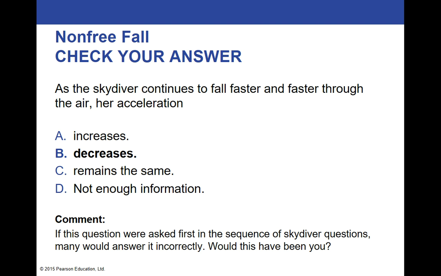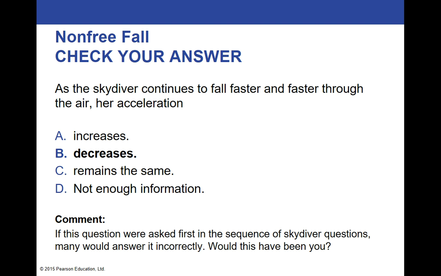The skydiver falls, going faster and faster. As she falls, air resistance increases more and more. As her air resistance increases, the net force on her decreases until air resistance is equal to weight. At that point, she stops accelerating. Her acceleration has decreased until net force is equal to 0. At that point, she's at terminal velocity. She stops accelerating and she falls for the rest of her dive at constant velocity.